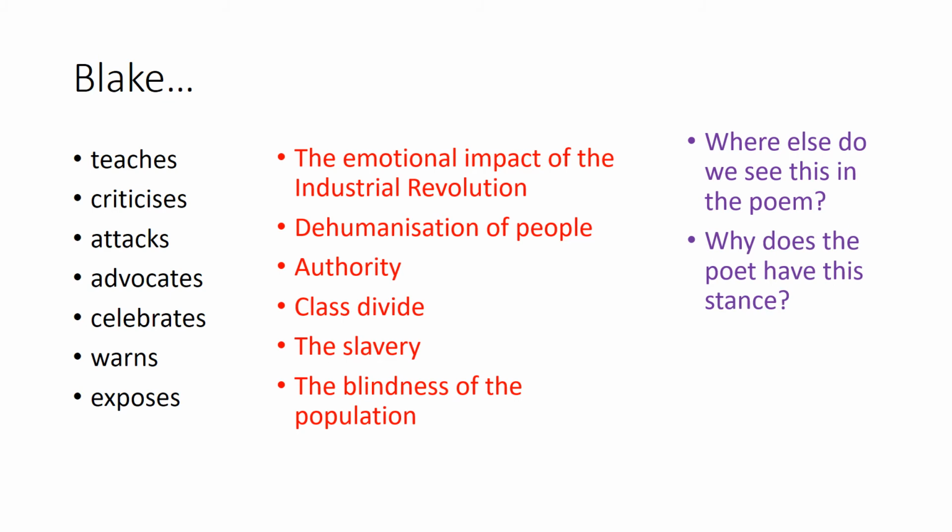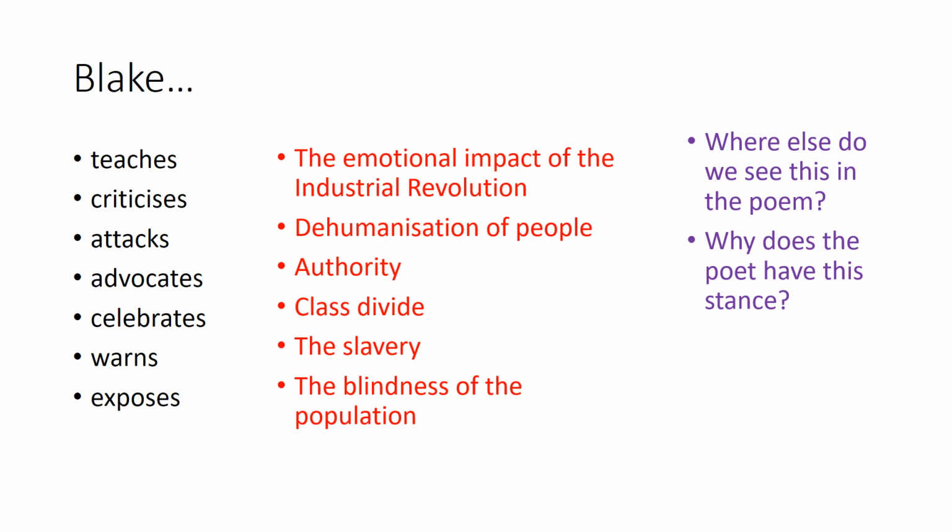Another way you can go with this is you can think, well, why does the poet have this stance? So why is William Blake interested about the emotional impact of the Industrial Revolution? And you can then link in to say, well, he was a romantic poet, and so we know that they were conscious about the feelings and about emotions and how people were feeling. And so Blake is looking at society and looking at how people feel, and he was a very emotional person, so hence why we've got that stance that he's got there.